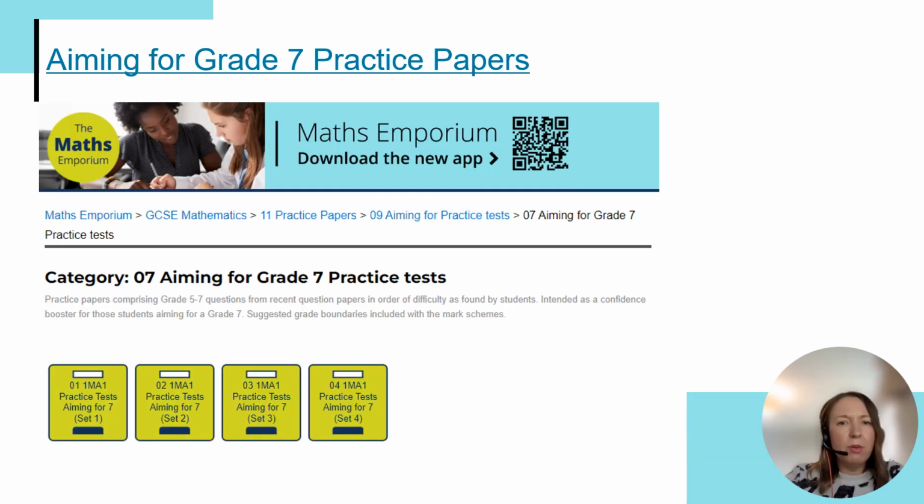We have our aiming for grade 7 practice papers. So there are 4 sets for this grade. Sets 1 to 3 are full-size papers, so they're an hour and 30 minutes each. And set 4 are shorter 35-minute tests with student-friendly mark schemes. So these are really perfect to do a mark in one lesson.